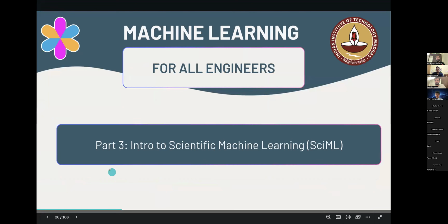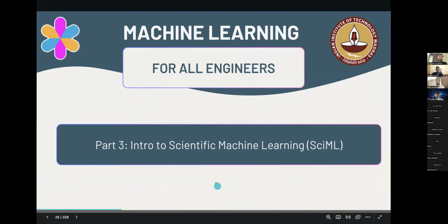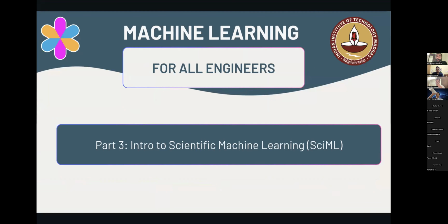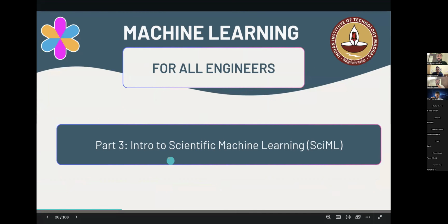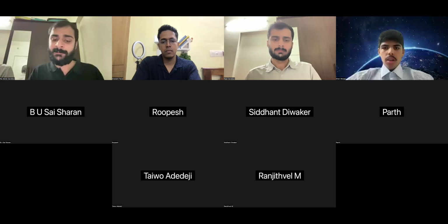Now we will come to the next part, which is introduction to scientific machine learning. So Dr. Rajat is going to cover this part. After this part, we will move to Sharv's project. So please pay close attention to this part because if you appreciate what is scientific ML, you will really be able to appreciate the project which is coming after that.